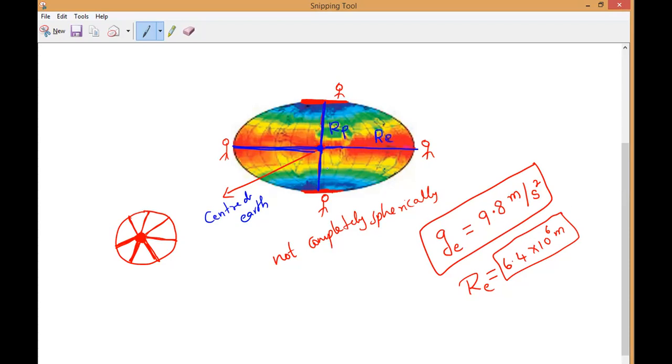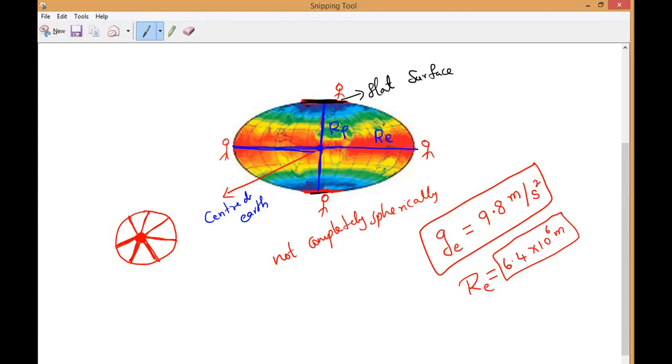Now, which is greater, Mitakshri? RP is greater or RE is greater? RE is greater, sir. All of you check it very carefully. So what I'm saying is, at the poles, earth is not completely spherical. It has a flat surface. Understand, Mr. Kaushik? Mr. Hari Jairas? It has a flat surface.